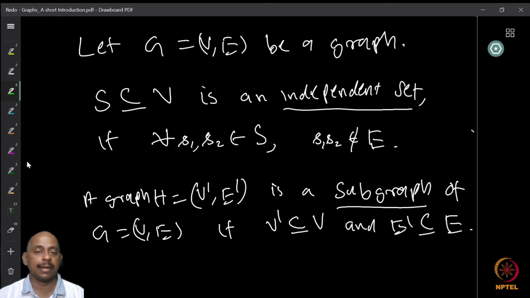Now we say that this graph H is a subgraph of the graph G equal to V comma E if V dash is a subset of V and E dash is a subset of E. So a graph H is a subgraph of G if V dash is a subset of V and E dash is a subset of E. This is very important. We will come across independent sets and subgraphs quite often. So let us look at some examples.